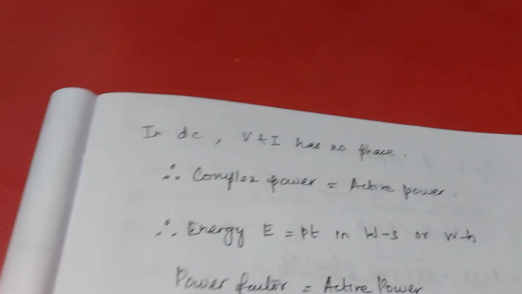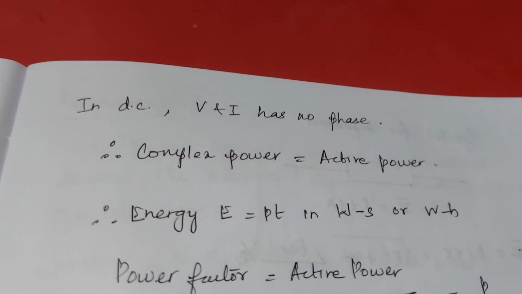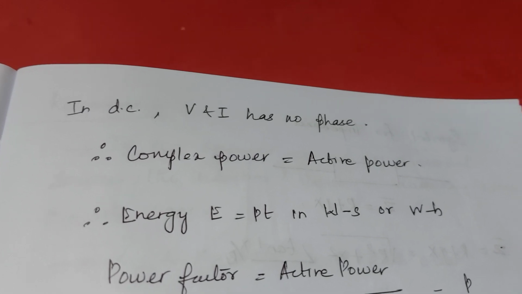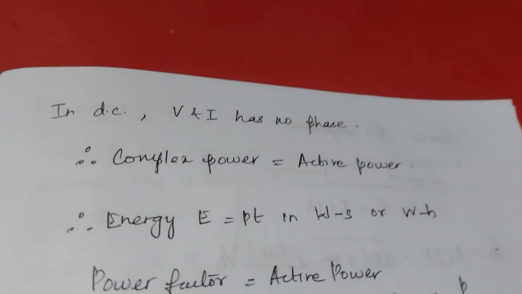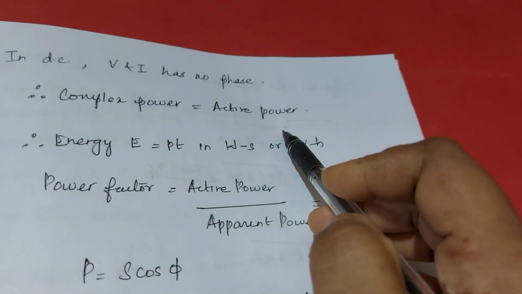Now, in a DC circuit, V and I don't have any phase. It is not a time varying quantity, it's a constant value. So it is not going to have any phase. Therefore, complex power becomes active power.